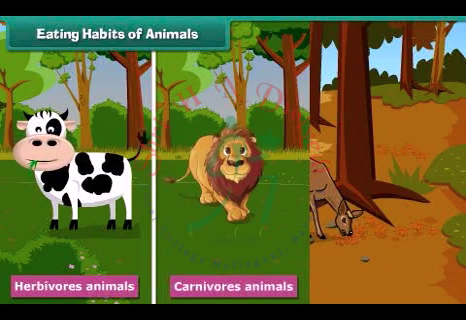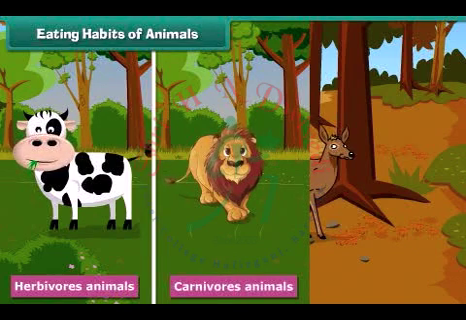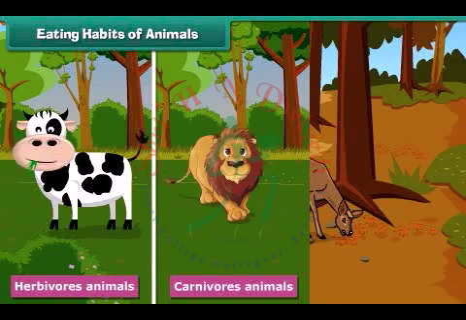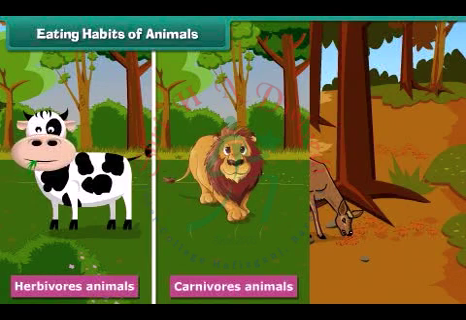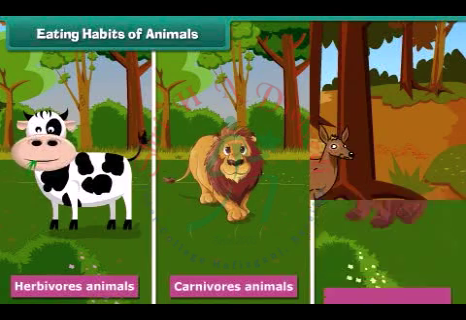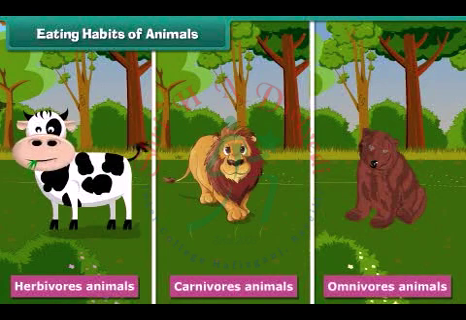Carnivorous animals eat flesh with their sharp, pointed, and strong teeth. Lion and tiger are examples of carnivorous animals. Omnivorous animals eat both plants and flesh. Bear and crow are examples of omnivorous animals.